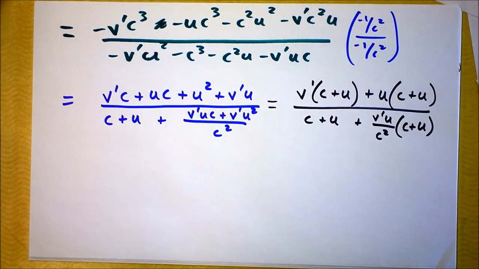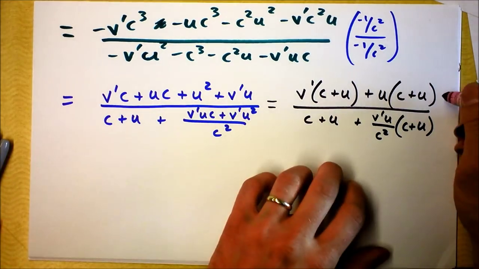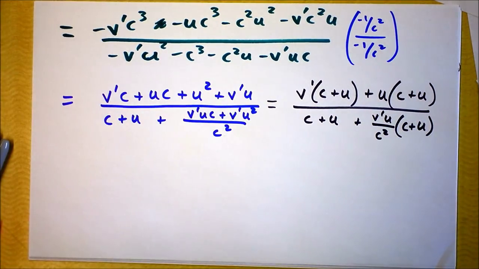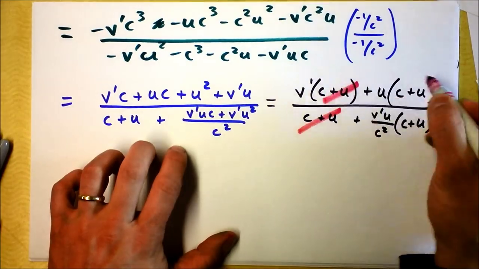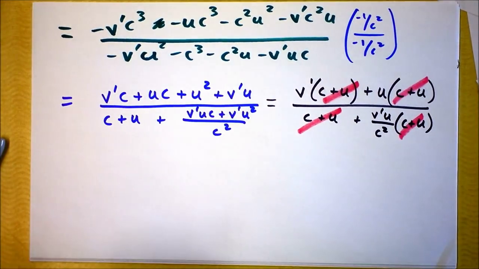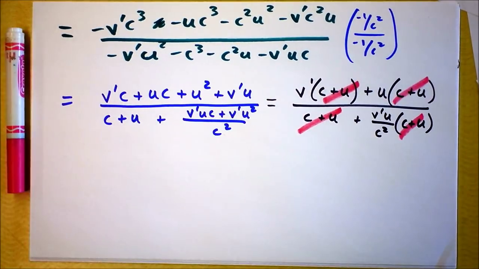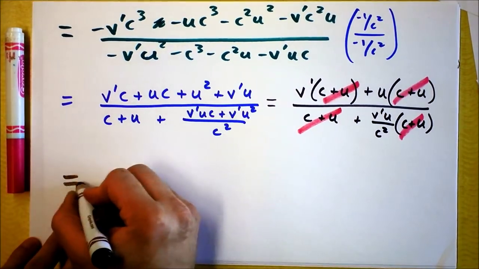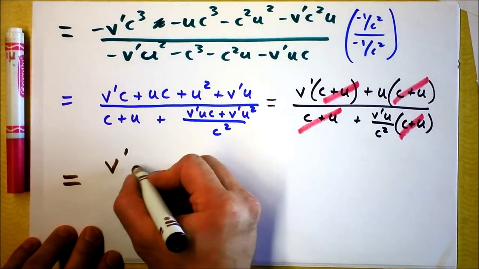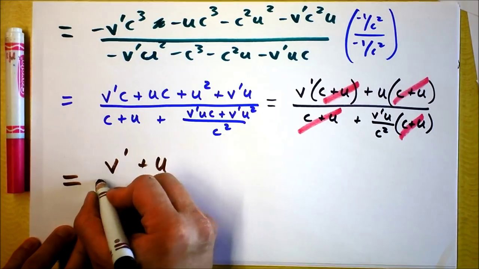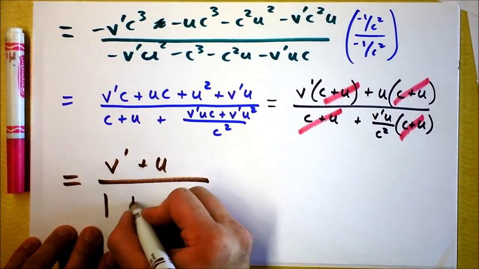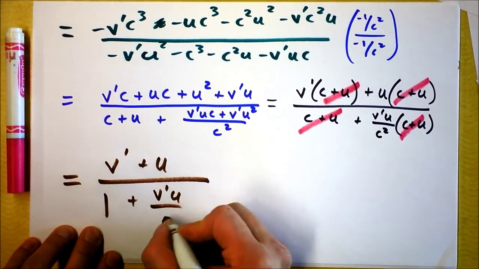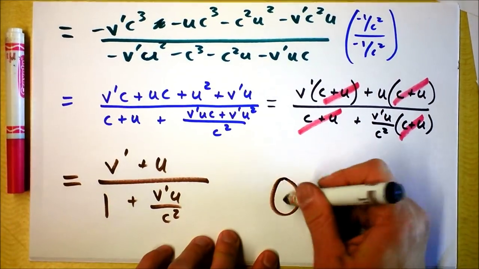And the approach then is to say, well, you got your c plus u's all over the place. Let us divide by c plus u. I'm just going to, heck, let's just cancel all of them out. They exist in every term. And we're done. Watch this. We are actually done. v prime plus u divided by 1 plus v prime u over c squared. Sucker!